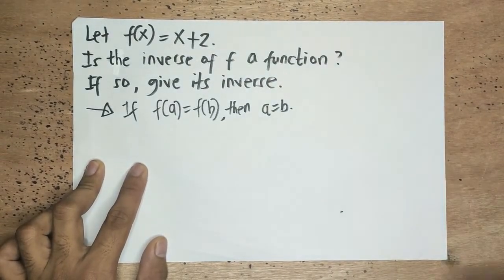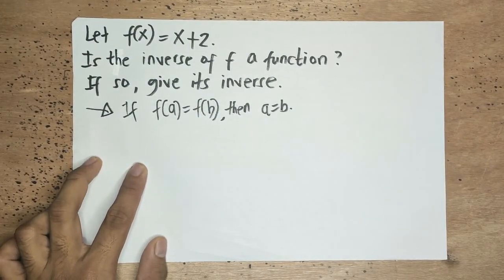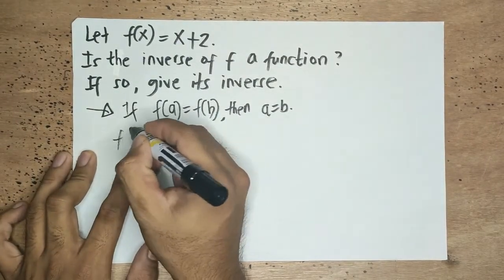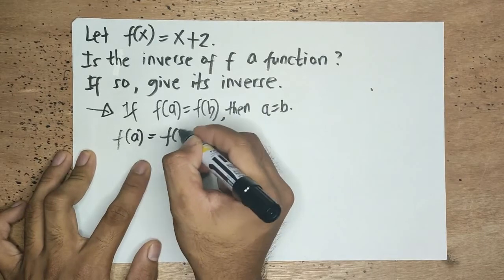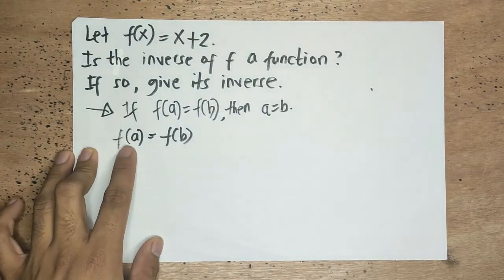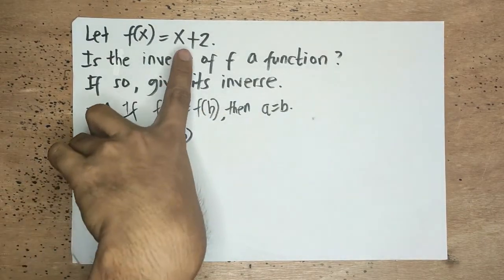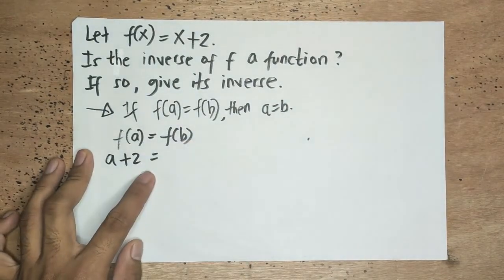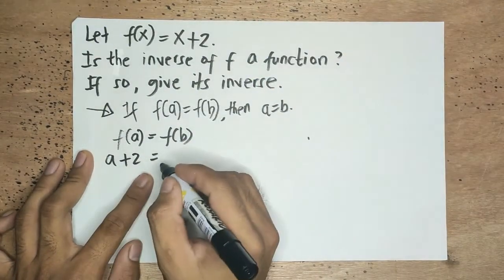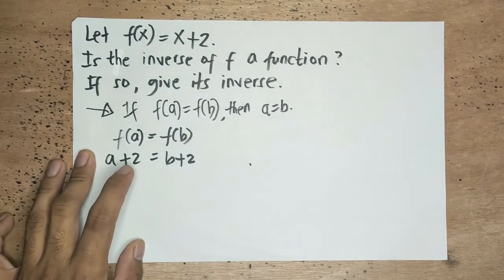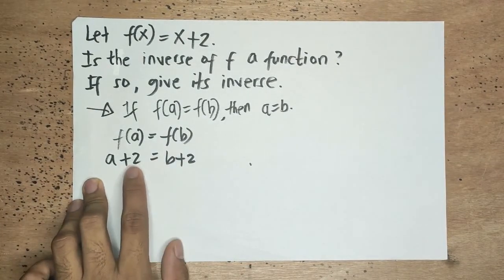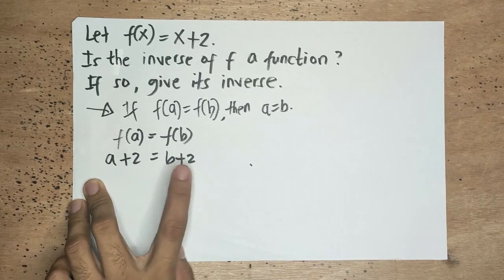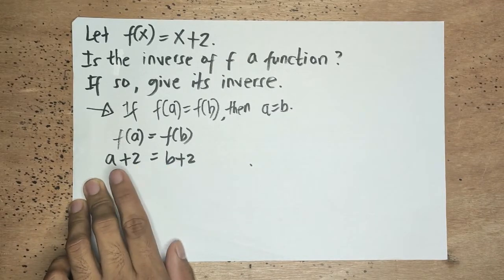So, let's try to prove if the function is 1-to-1. So, we have f of a is equal to f of b. So, substituting a doon sa ating function, we have a plus 2. And substituting b sa ating function, we have b plus 2. Since pareho silang positive, parehong 2, kapag tinranspose natin yung isa sa mga yan to the left or to the right, mag-0 lang din siya.